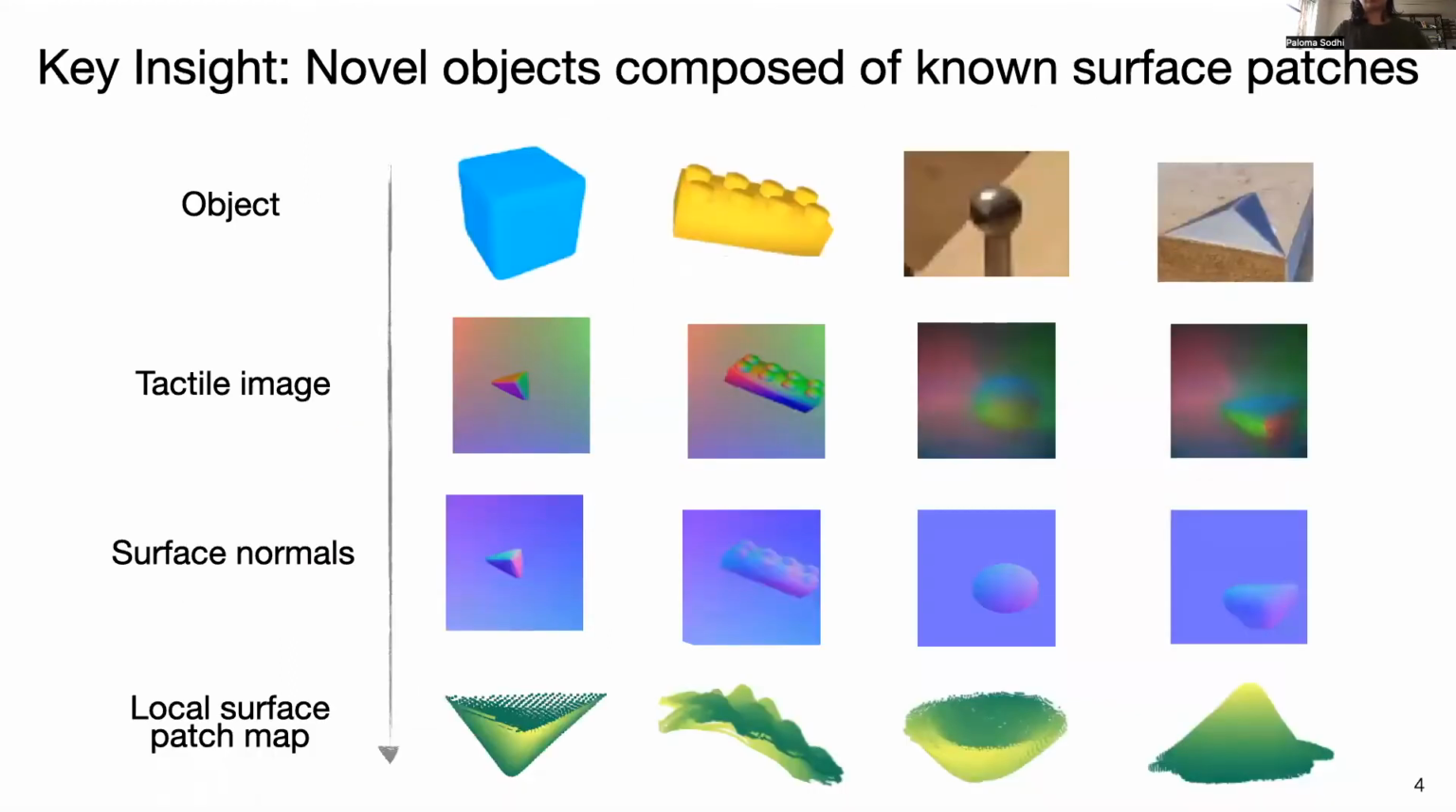Our key insight is to exploit the observation that novel objects can be thought of as being composed of known surface patches. So we can go from a tactile image to predicting surface normals that we then integrate to create a local surface patch map. This enables us to track objects over time without relying on prior object models, in both sim and real.